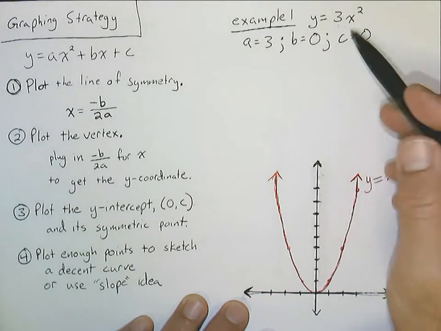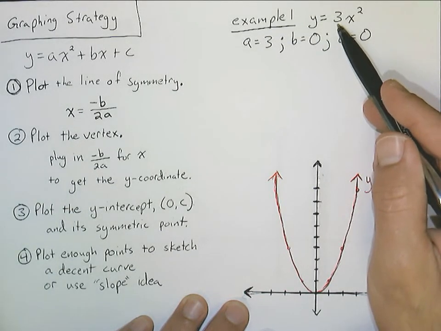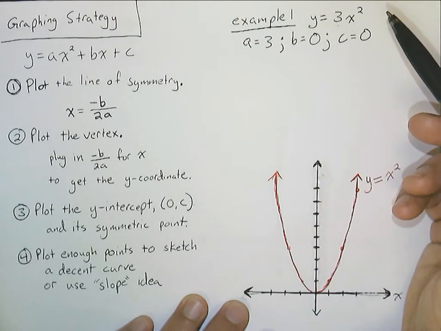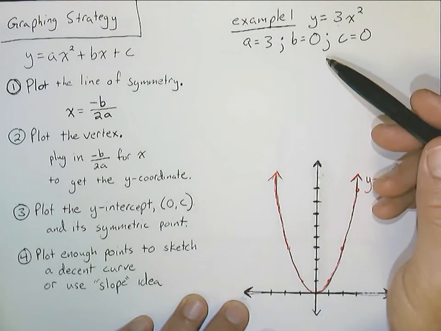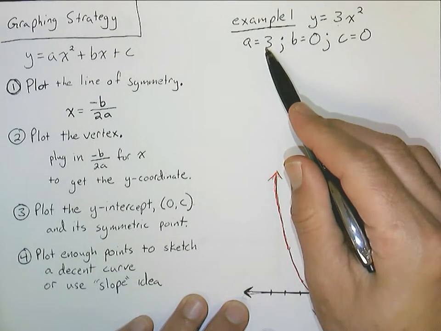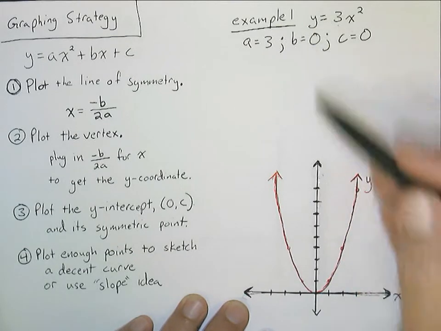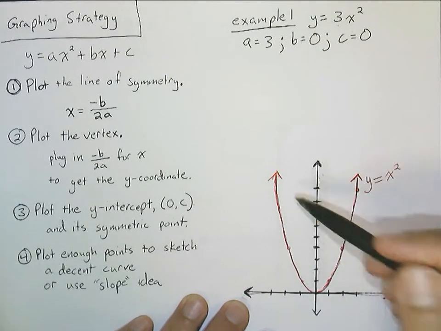And so we might want to just think about this. Notice here that a, this 3, is, well, bigger than 0, so we know that the parabola is going to be opening up, and the vertex is going to be a minimum. Since 3 is bigger than 1, we know that the graph is going to be steeper than the parent function y equals x squared.